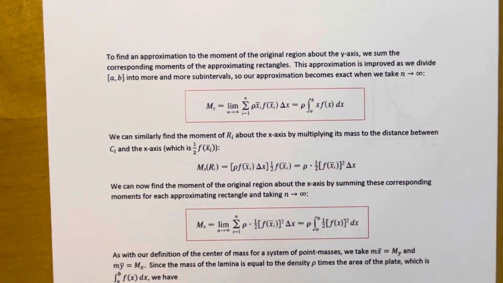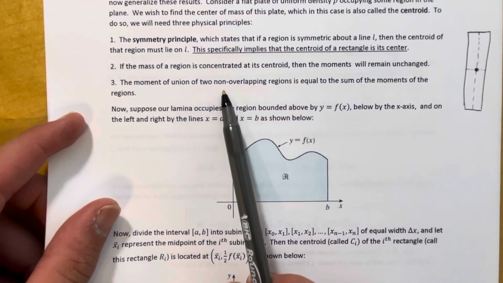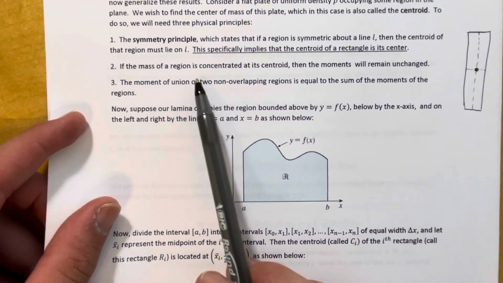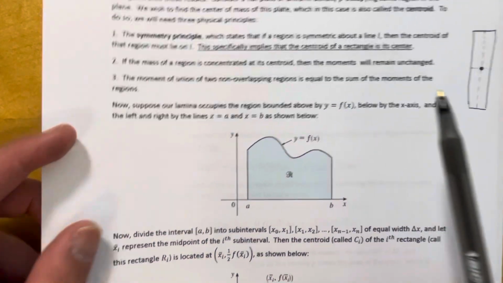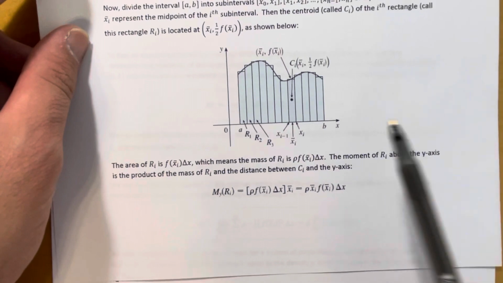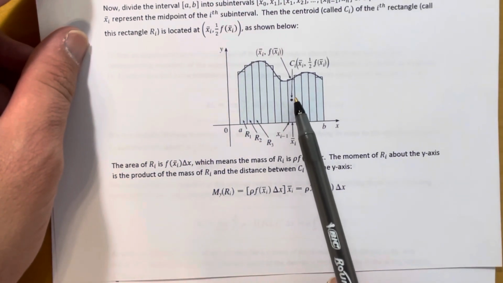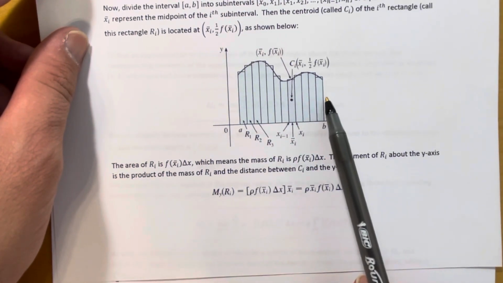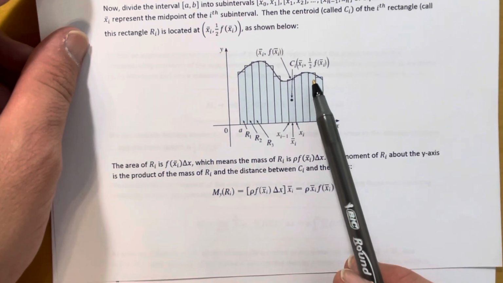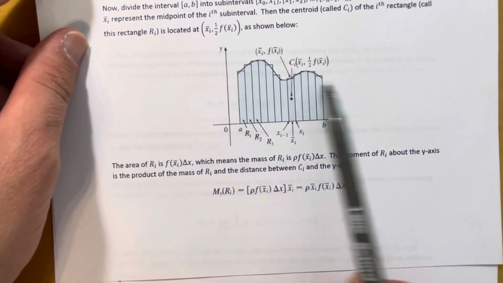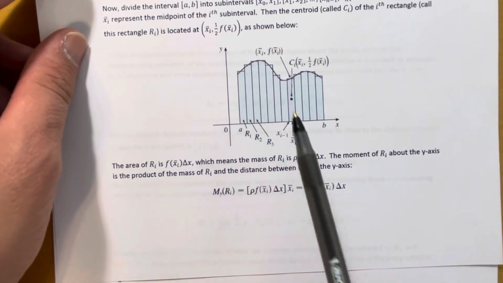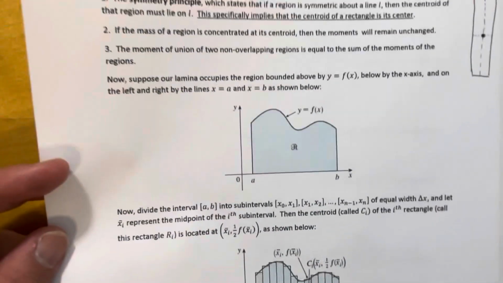And here's where we're going to use this property right here. The moment of the union of two non-overlapping regions is the sum of the moments of those regions. So if I were to find the moment for all n of these rectangles, I could add all n of those moments up, and that would give me the moment of the entire union of all those rectangles, this whole region, just by using that principle. Okay?